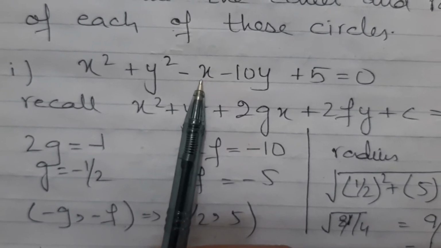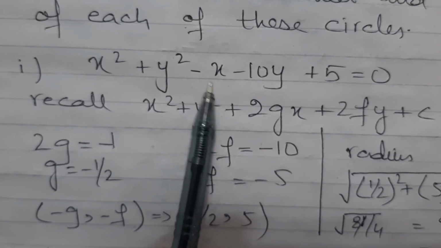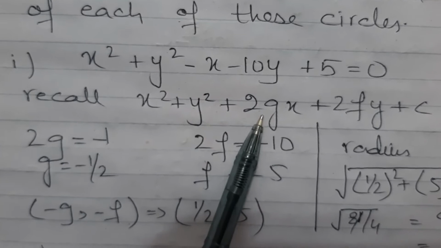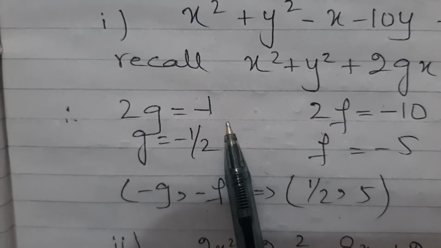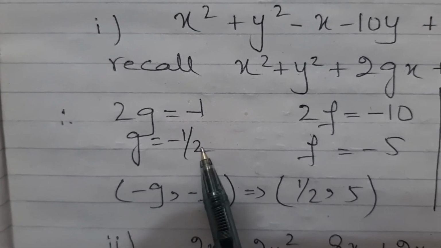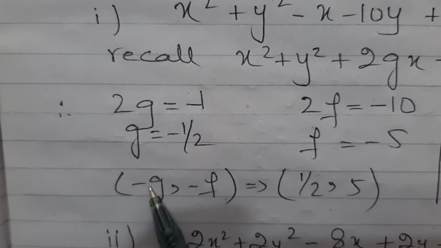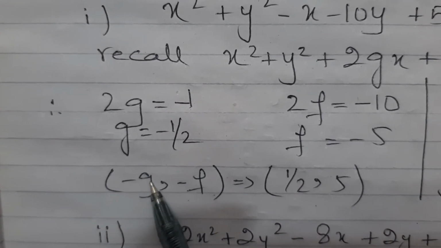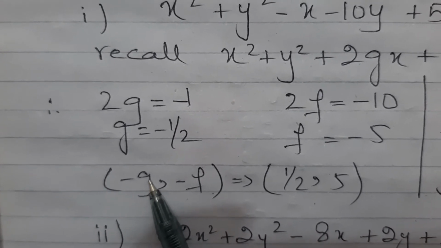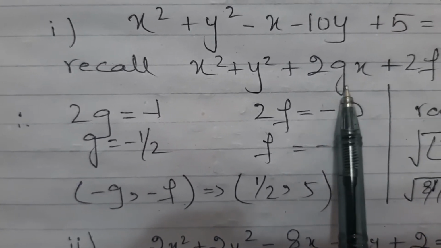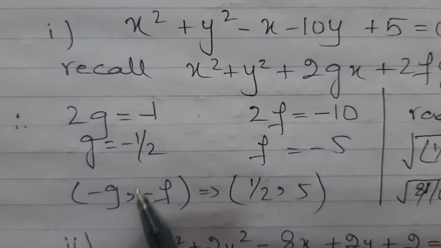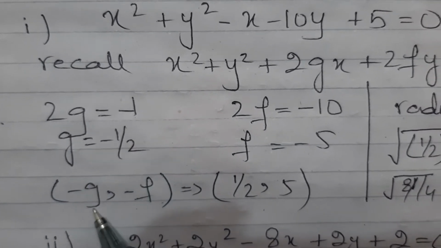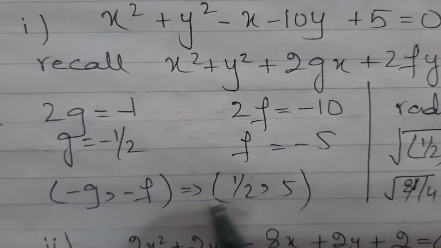In the question given to me, −1 is my coefficient of x. And here it is 2g. So I can say 2g = −1. So g = −1/2. So in the center of the circle, g is your x coordinate because it was written with x. So −g is your x coordinate of the center of the circle. So you will plug in −1/2 here. It will become plus half.